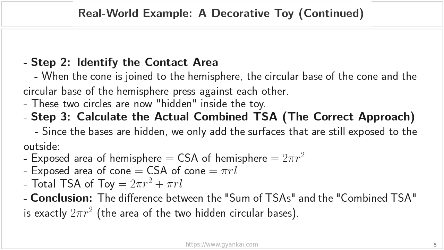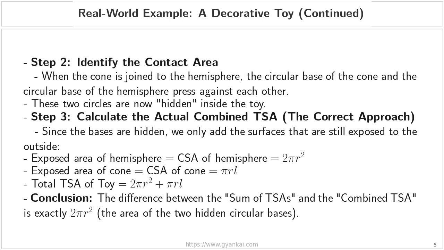To conclude this example, look at the difference between our incorrect sum from the previous slide and this correct total. The difference is exactly 2 pi r squared. This represents the area of the two circular bases that disappeared from the outside when they became the contact area.